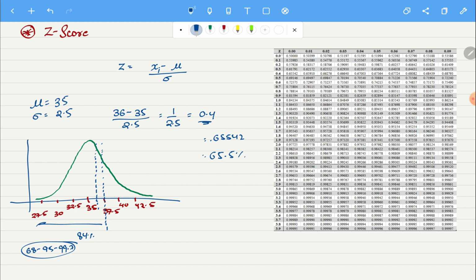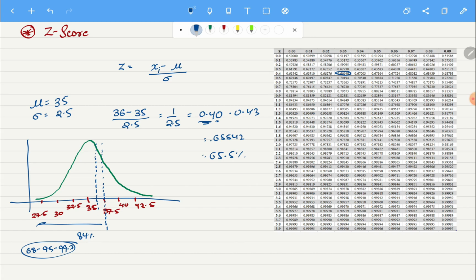Now you might ask, okay, I understood these z values, but what are 0.00, 0.01, 0.02? It is nothing but the second digit after your decimal point. In this case we have 0, so that's why we have taken the 0.00 column and this value. But if, for example, it was 0.43, we would have taken this particular value. So now you get the point, and it is that simple.